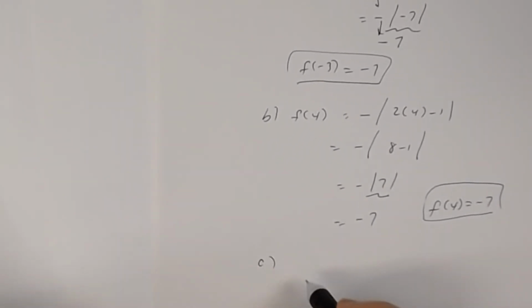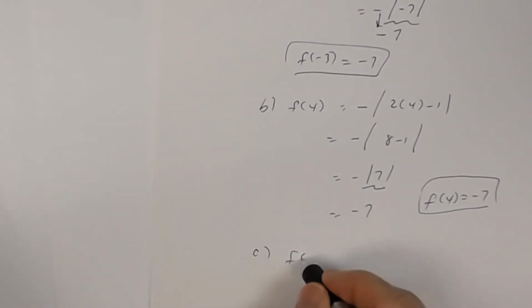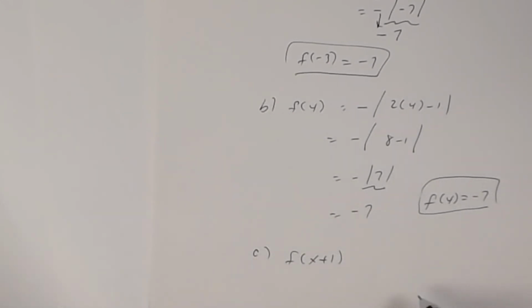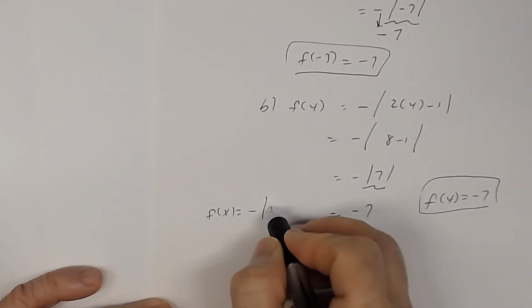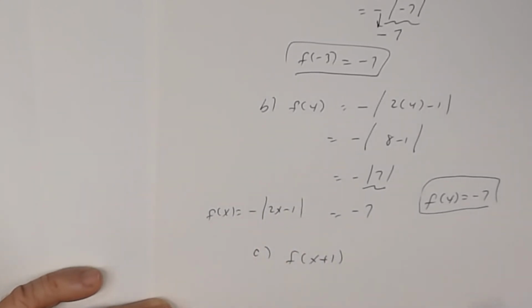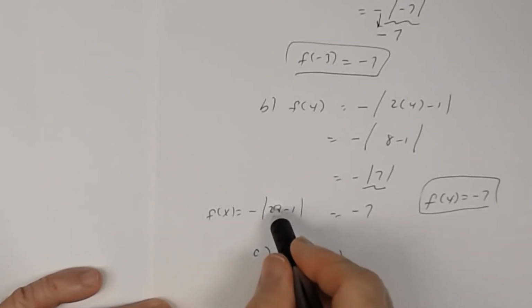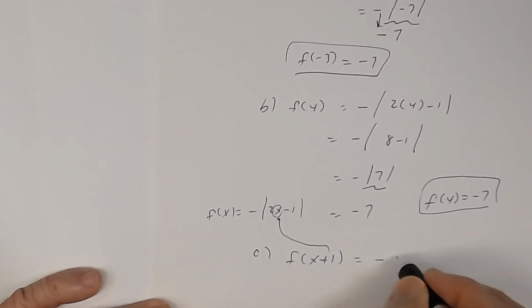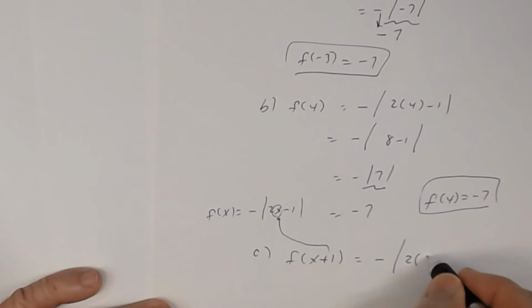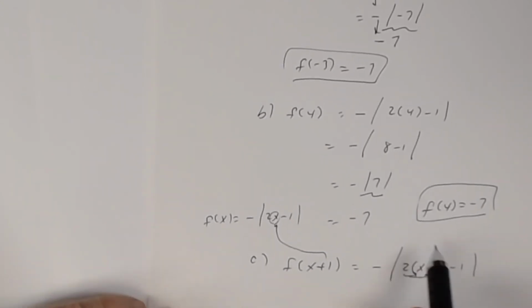All right, and then letter C. Suppose in letter C, you want to find f of x plus 1. Let me go ahead and rewrite the function over. This was my function. Wherever you see the variable x, I only see it here, this is what you're going to replace it with. So this becomes negative absolute value of 2 times, in parentheses, x plus 1, and then minus 1. Get rid of the parentheses. Now we have variables. That's a little bit different.